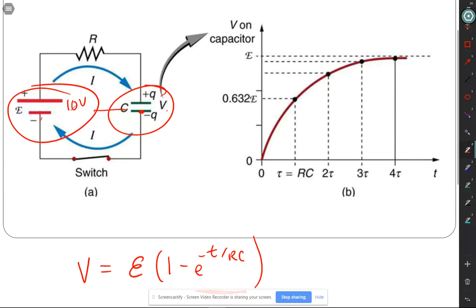And as time increases, it goes up as shown in this curve. So it's going to charge quickly initially because the current is high. But then as the voltage on the capacitor increases, the rate of charging decreases, hence the curve.